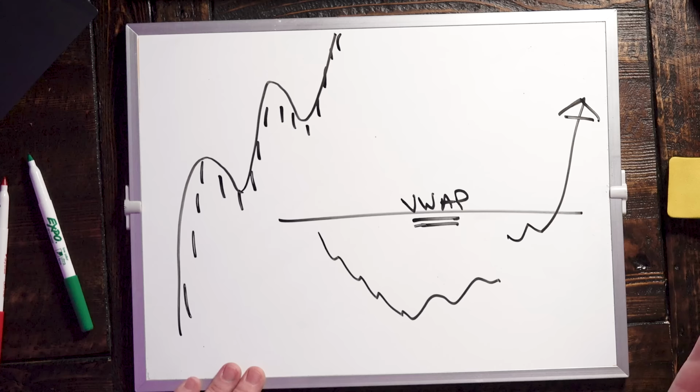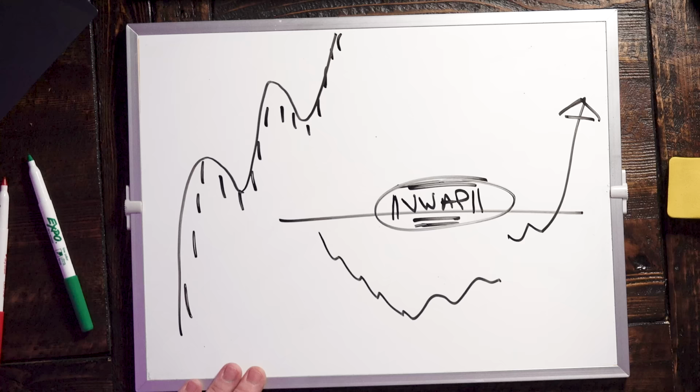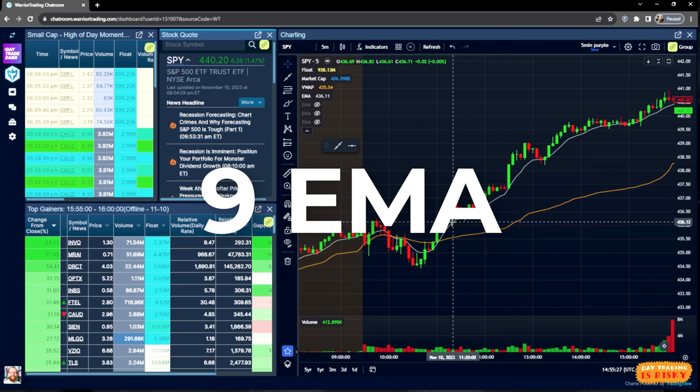So again, my job here is to teach you how to use these technical indicators so you can apply them in your trading. This is all about how to read stock charts for active trading. Okay, so we've got the VWAP. What's next? The next indicator that's really important is the 9 exponential moving average. It's the gray line right here.